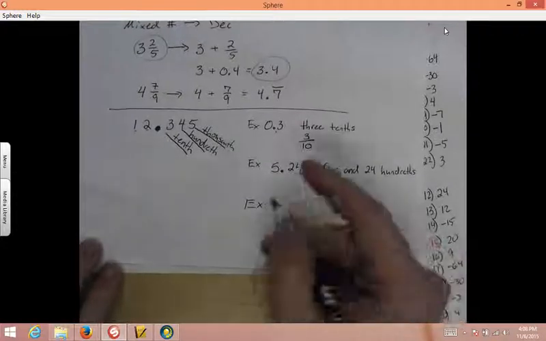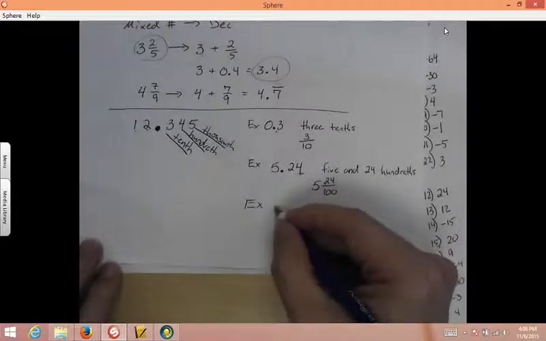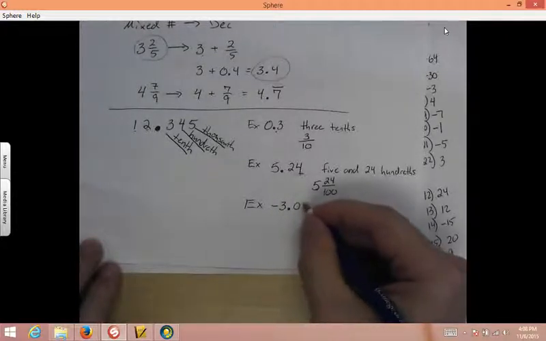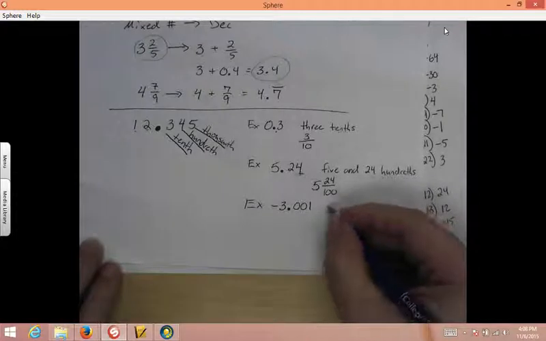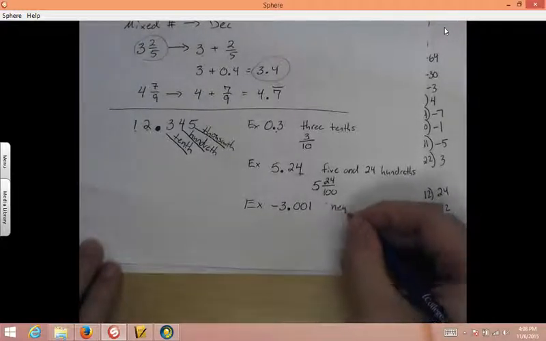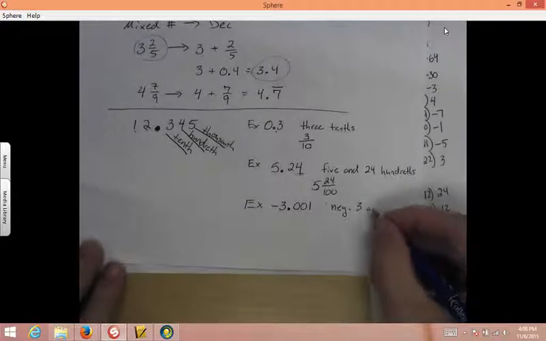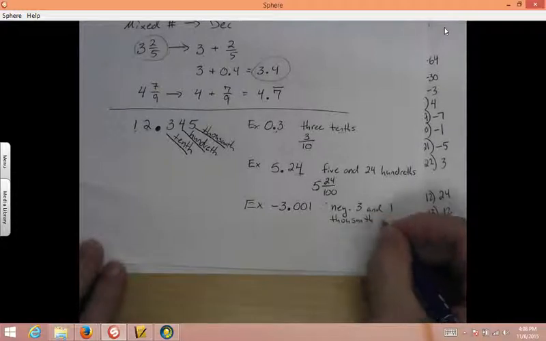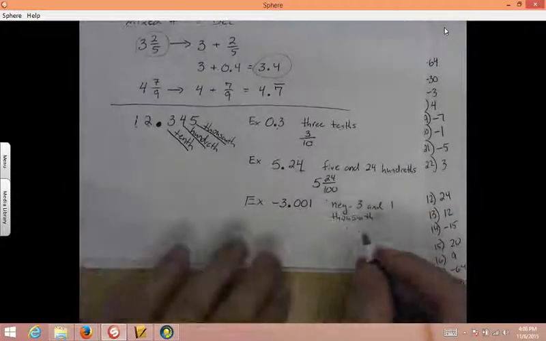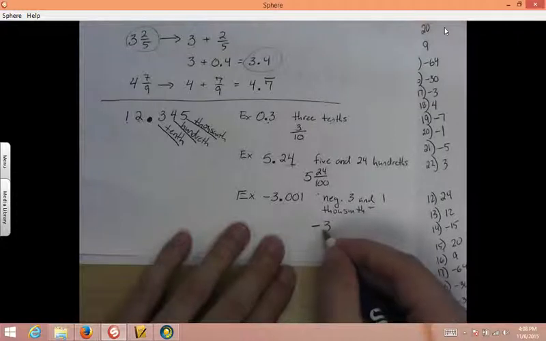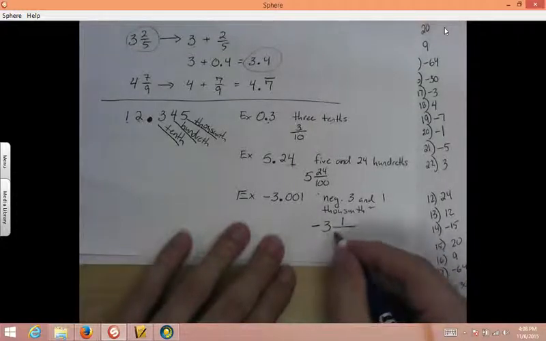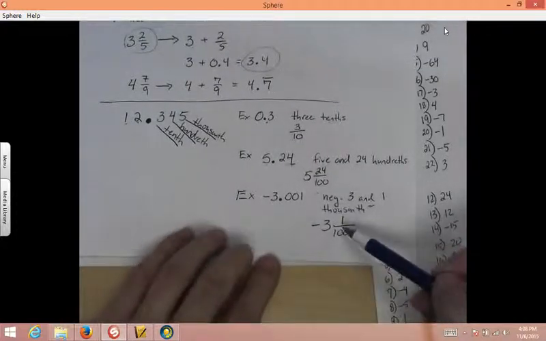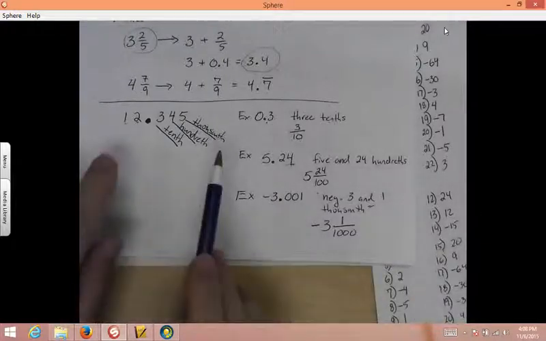Let's do another example. -3 and 1,000. So watch. -3 and 1,000. So basically, if you know how to say these properly, you have no problem writing them as fractions. Unfortunately, you have to memorize this.